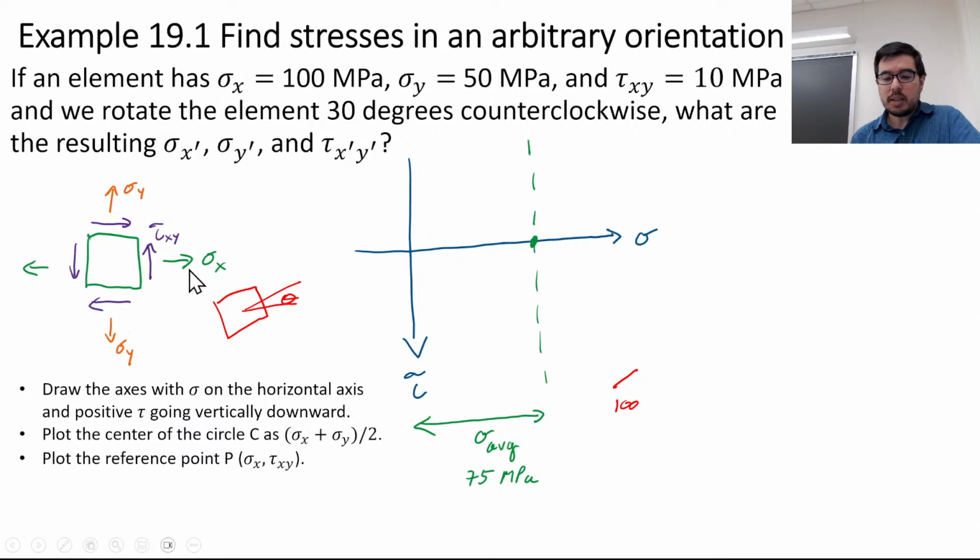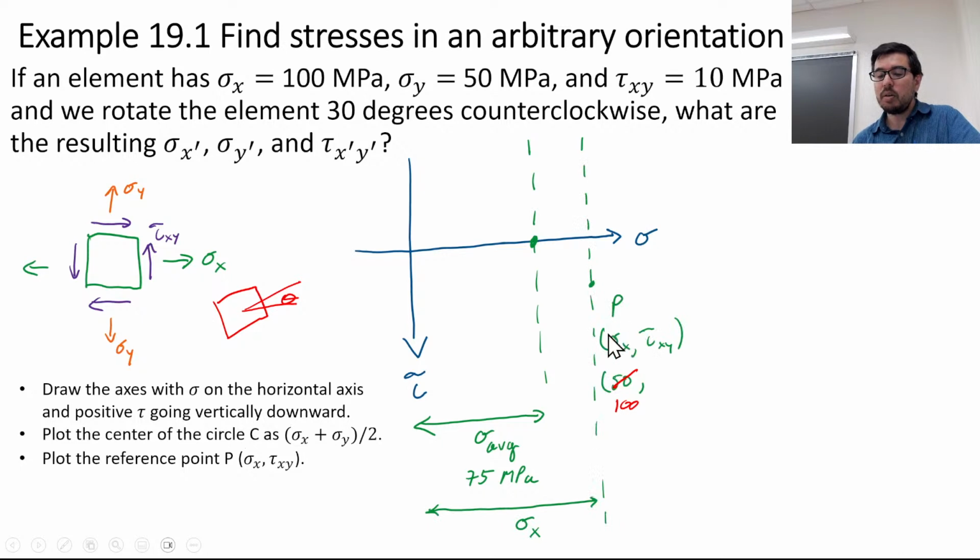Now, what's interesting is we've decided to plot sigma x, tau xy. There's also a sigma y, okay? And the sigma y, that's a second reference point, right? That's sigma y comma minus tau xy, all right? This is the way you do it though. So we'll plot our sigma x, tau xy out here, right? And remember, tau xy is positive below the axis.